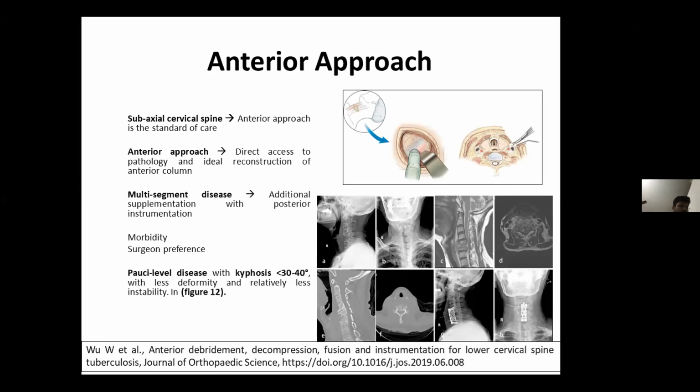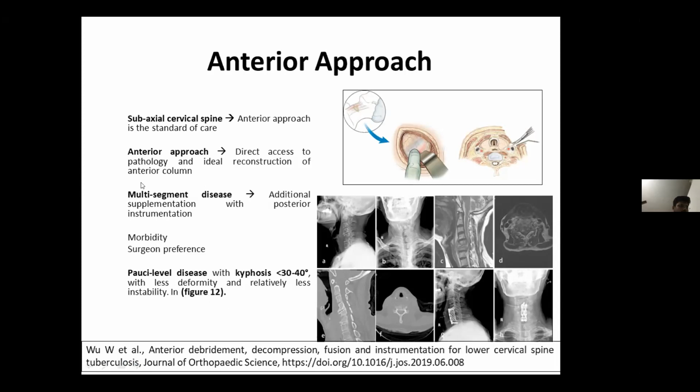As we said, in a few-level disease, that is disease restricted to 2 vertebral levels without much kyphosis, it's a suitable case for an anterior approach. Some people discuss the morbidity associated with the anterior approach, and it's obviously the surgeon's preference, but centers who do anterior surgeries support this approach at all the levels, especially for few-level disease.